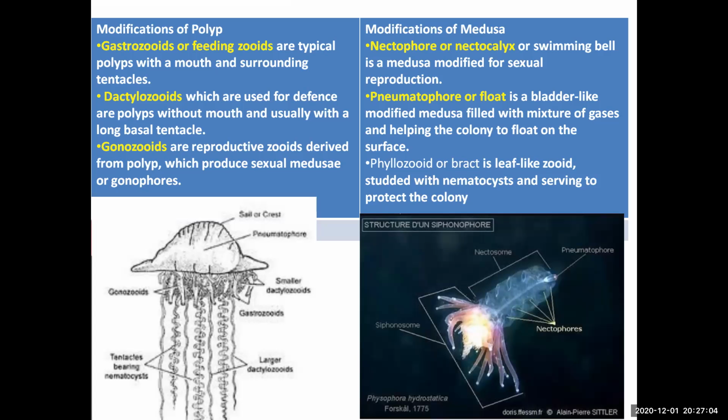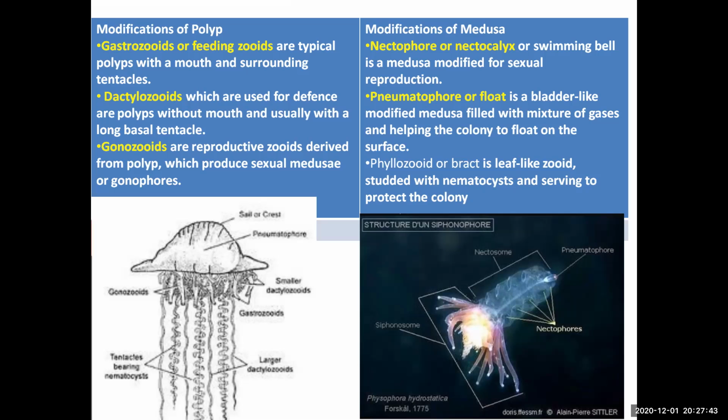Now we will see some examples of polymorphism. We have seen polyp and medusa. The polyp can be of different types on the basis of structure and function, and medusa can also be of different types. Among the modifications of polyp, there are gastrozoids or feeding zooids. Gastrozoids are typical polyps with a mouth and surrounding tentacles. The main function of such zooids is nutrition, to catch food.